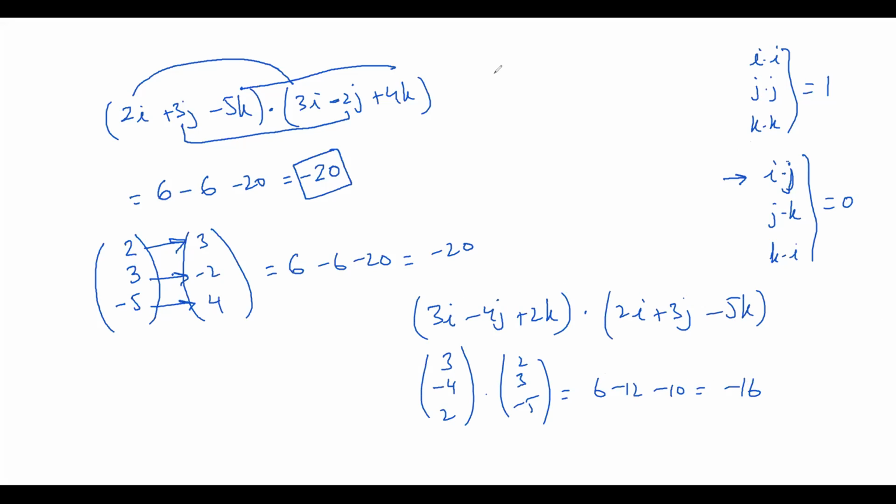Okay, let me see who tells me first of all what is going to be 2I dot 3I plus 4J minus 2K. Yes, what is this product?